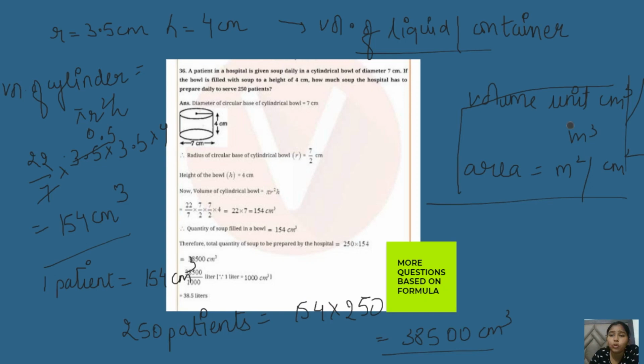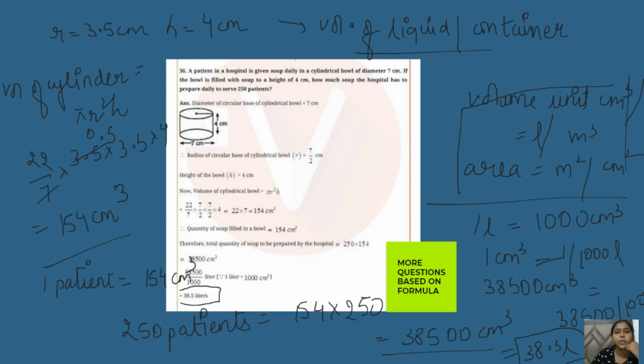Right, now we have to find out how much soup the hospital has to prepare, so the unit of volume can be in liters too, right? So we have to convert to liters. 1 liter is 1000 centimeter cubes. Similarly, 1 centimeter cube will be 1 by 1000 liters. Am I right? So by this, 38500 centimeter cube will be equal to 38500 by 1000, equals 38.5 liters. So they have to prepare approximately 38.5 liters of soup to serve 250 patients daily.